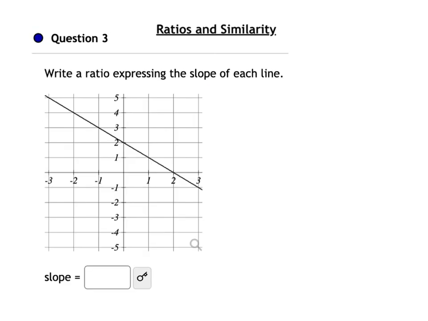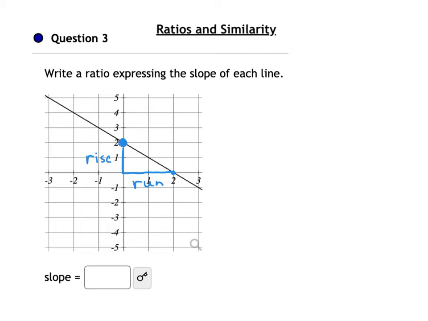Write the ratio expressing the slope of each line. A ratio is a fraction. Slope is a fraction, rise over run. What we need are 2 points that we can clearly tell are points on the line that are at grid intersections, like right here and here. This is the rise, and this horizontal piece is the run. Pay close attention to the direction you're going. Going down is negative, going up is positive, going left is negative, going right is positive.